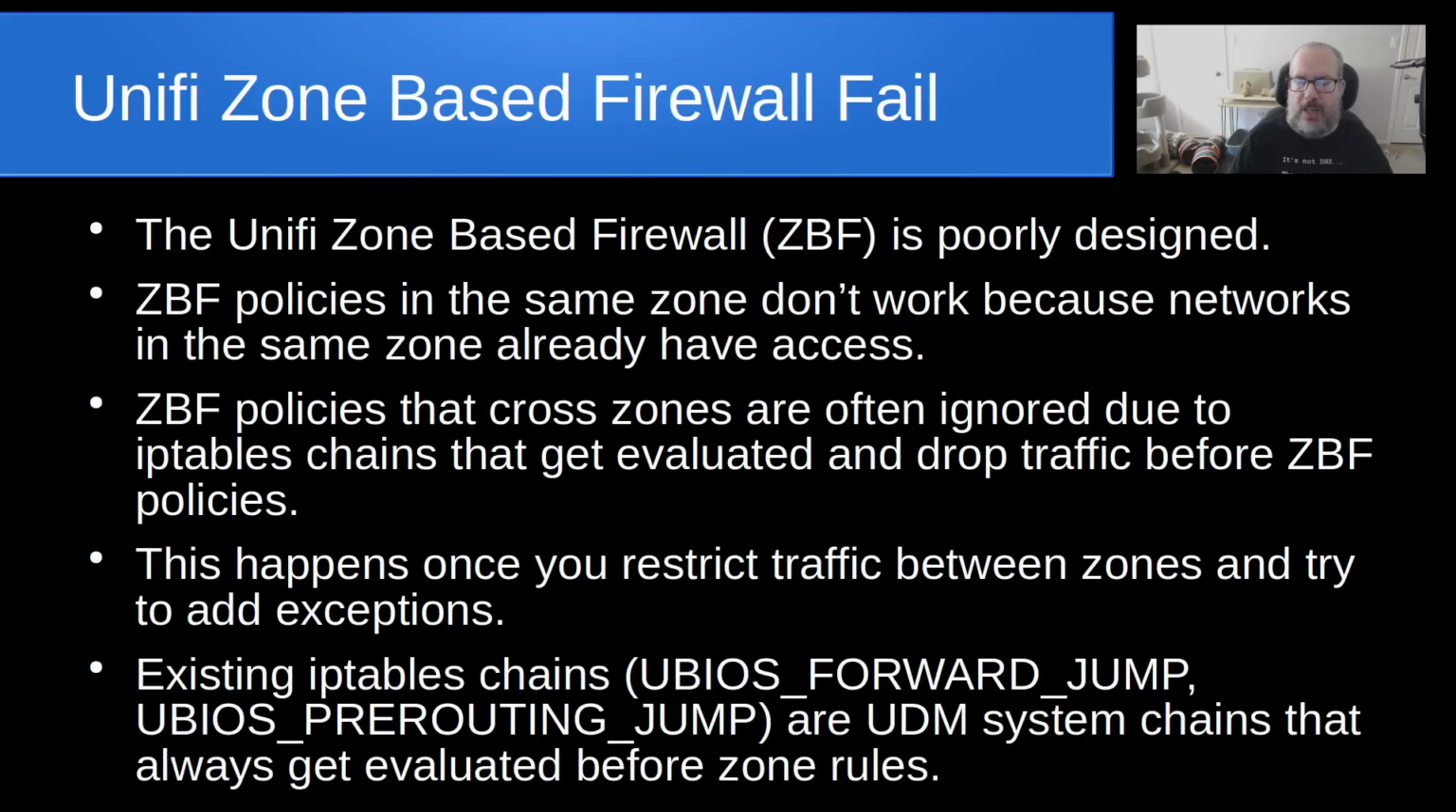Existing IP tables chains, things like UBIOS_FORWARD_JUMP and UBIOS_PREROUTING_JUMP, are UDM system chains that always get evaluated before the ZBF zone rules.